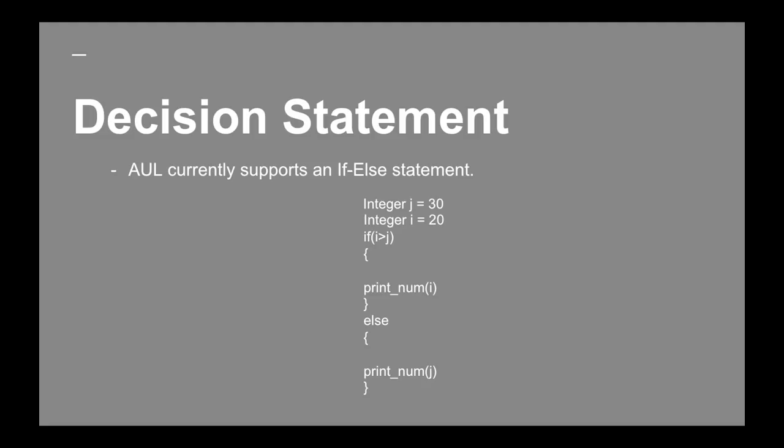Currently, OWL supports one decision statement, and that's the if-else statement. The if-else statement takes the keyword if, followed by the expression to be evaluated within 2 parentheses, and then in curly braces we have the statement to be executed if the condition evaluates to true. If you want to have statements evaluated if the condition is found to be false, you would then use the keyword else, and within the curly braces, put those statements that you want executed.